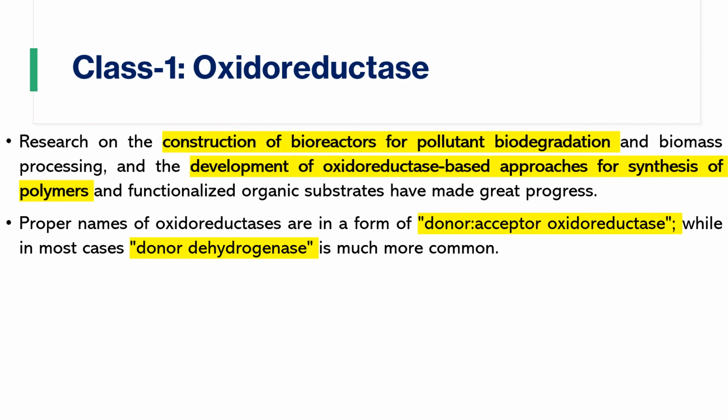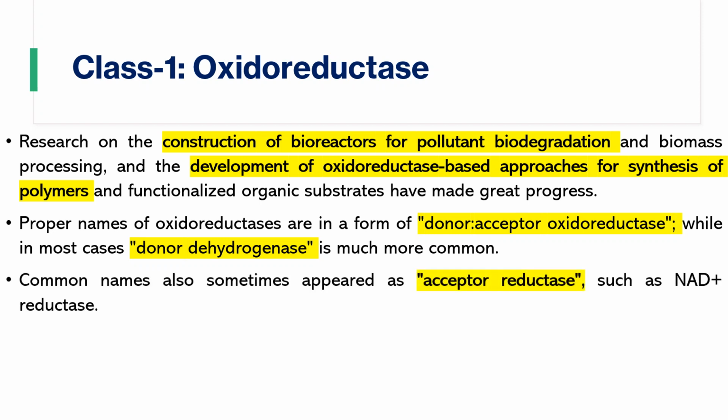Normally, the nomenclature of this type of enzymes is in the form of donor, which donates electrons, then a colon, then the accepted name, and we add oxidoreductase, or in most cases we call it donor dehydrogenase. Sometimes we have acceptor reductase. So these are the 3 different ways we name this type of enzymes: either donor acceptor oxidoreductase, or donor dehydrogenase, or acceptor reductase. In this case, such as NAD plus reductase.